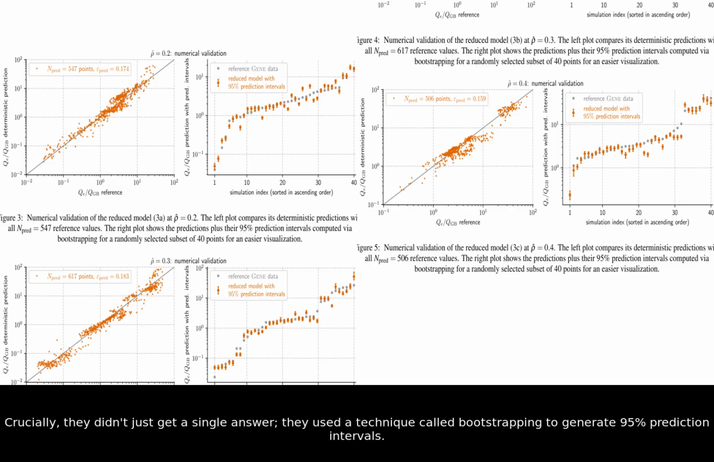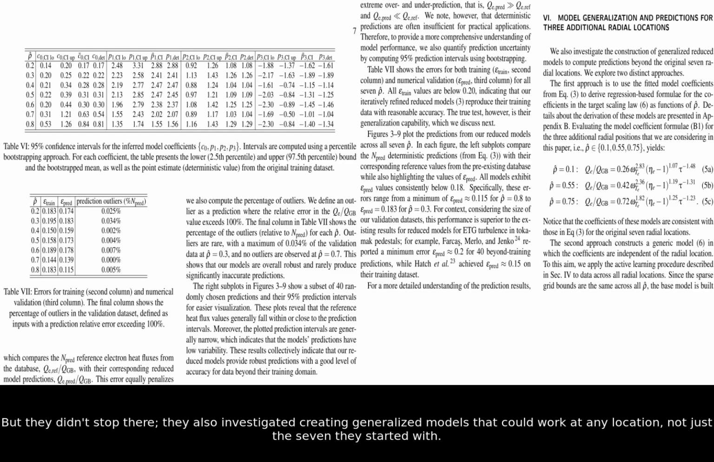Crucially, they didn't just get a single answer. They used a technique called bootstrapping to generate 95% prediction intervals. These shaded orange bands show the model's own uncertainty, which is essential for scientists to trust its predictions in the real world. But they didn't stop there.